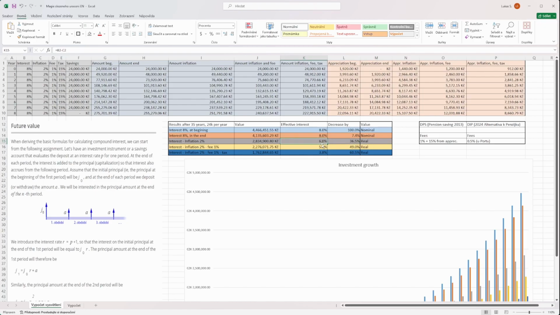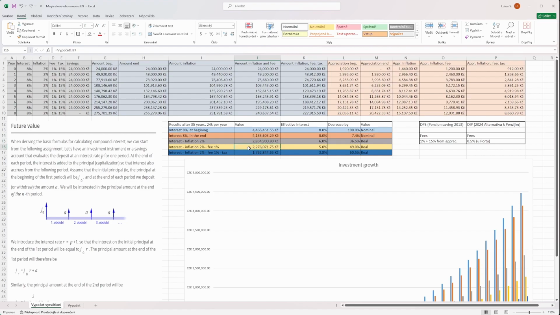calculation, will actually remove from nominal interest rate 2%, which means the effective interest rate would be 6%. And if something is not growing through 35 years by 8% but just 6%, then in the end we will have 2,800,000 and something. And this is actually the decrease of 36.5%. So you see that we just removed 2% from growth, and it's such a huge difference.